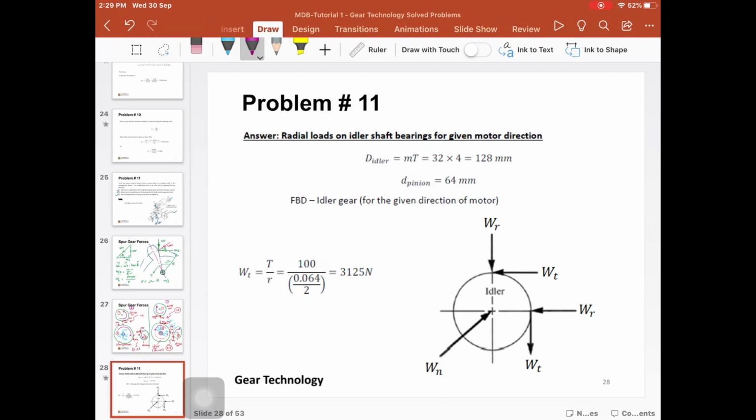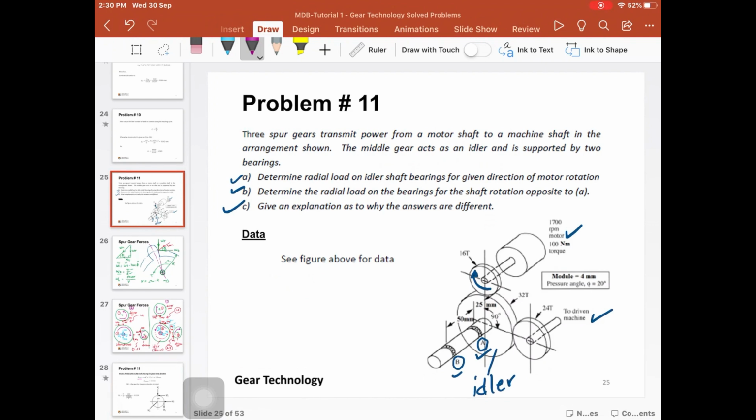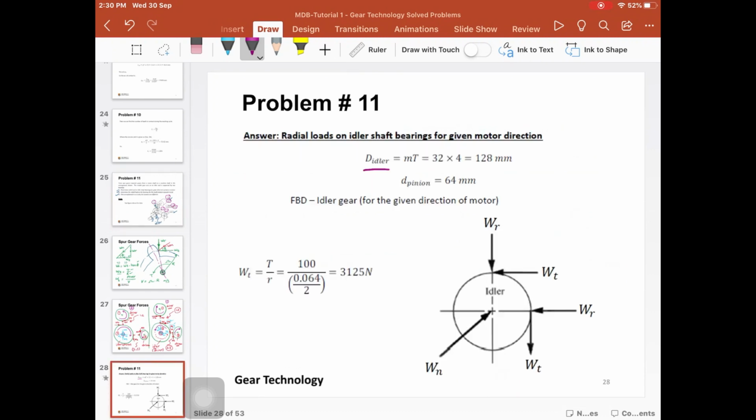For the idler gear, the diameter is equal to the module multiplied by the number of teeth. If I go back here, the number of teeth on the idler is 32. The number of teeth on the pinion is 16. The number of teeth on the gear, the output gear, is 24. 1700 RPM is the speed of the pinion and the motor. 100 Newton meter is the torque. The module is 4 and the pressure angle is 20. The pressure angle and the module are the same for all the gears.